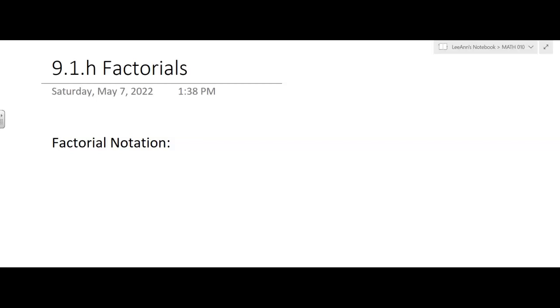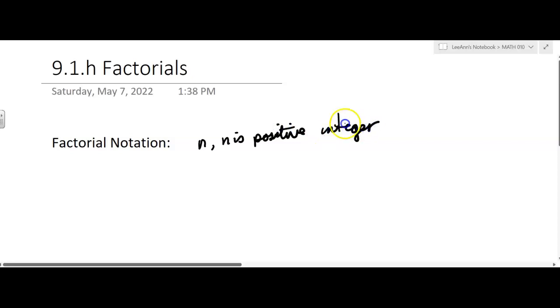Okay, so we get to introduce something new to you, and they're called factorials. So we're going to talk about factorial notation. Factorial notation is written like this. You have a number, and the number has to be positive and it has to be an integer. So n is a positive integer. I'll give you a better definition in a minute. And we're going to talk about n factorial.